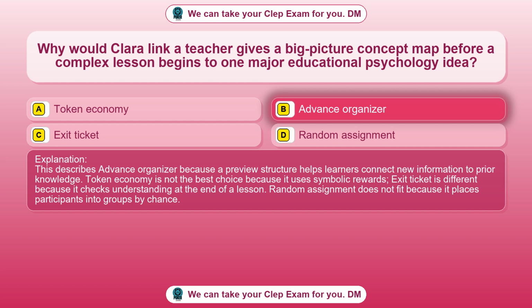This describes advanced organizer because a preview structure helps learners connect new information to prior knowledge. Token economy is not the best choice because it uses symbolic rewards. Exit ticket is different because it checks understanding at the end of a lesson. Random assignment does not fit because it places participants into groups by chance.